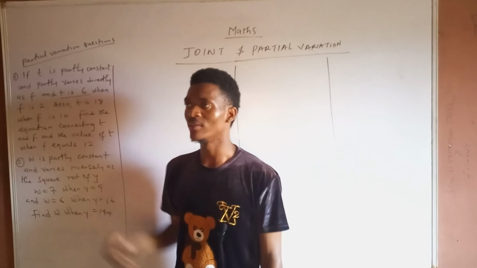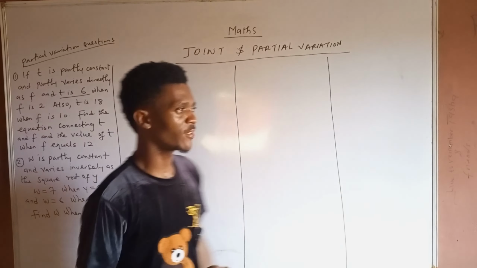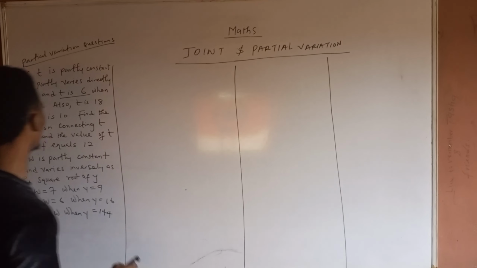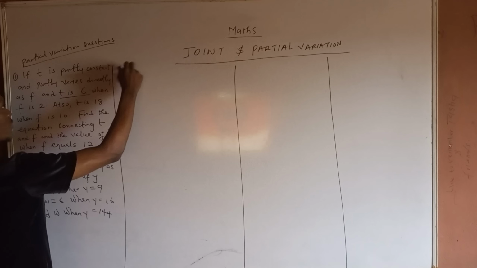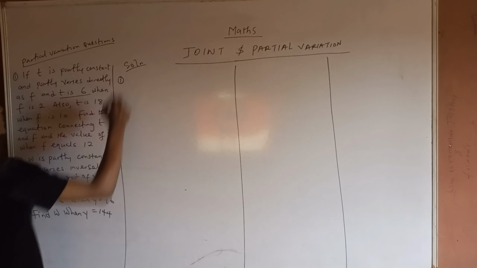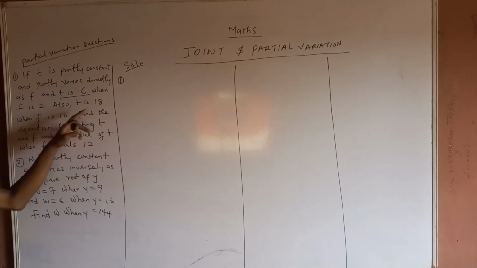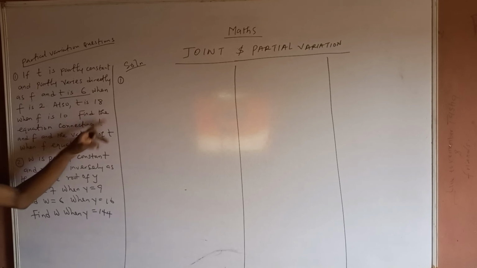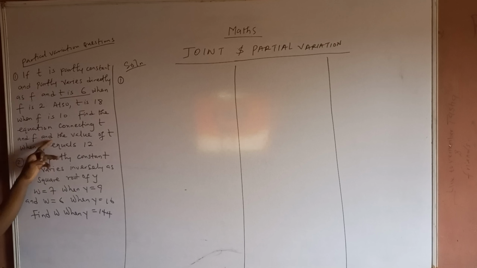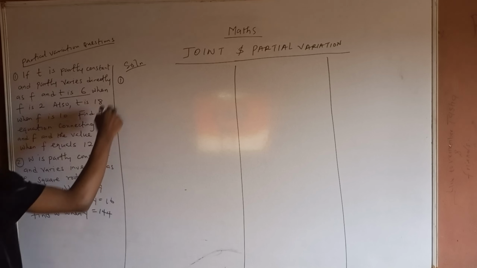Okay, now to the partial variation questions. We are having two questions here. And the first question, let's deal with the first question. So solution to number one. If t is partly constant and partly varies directly as f, and t is 6 when f is 2, also t is 18 when f is 10, find the equation connecting t and f and the value of t when f equals 12. So let's get started.